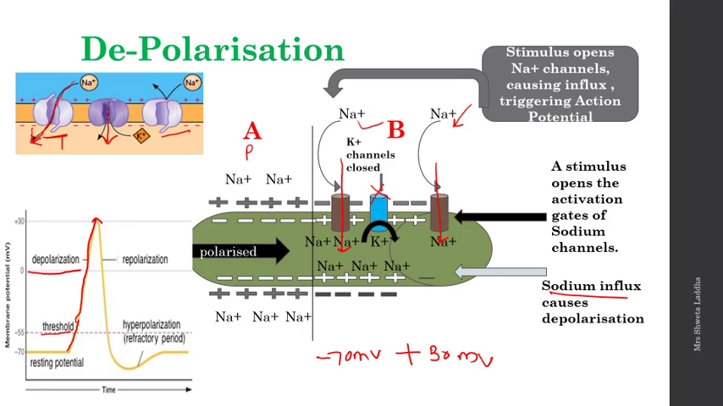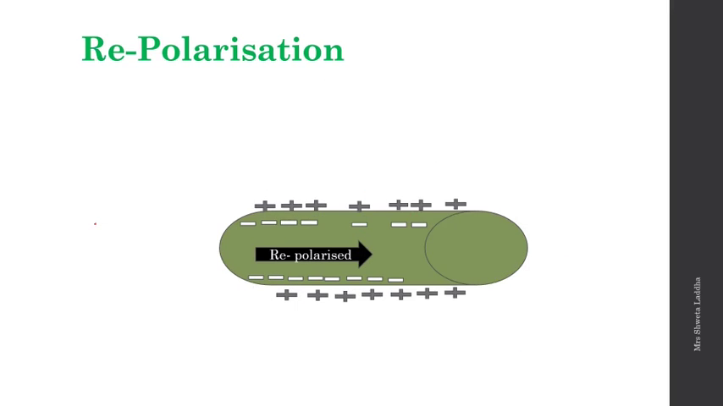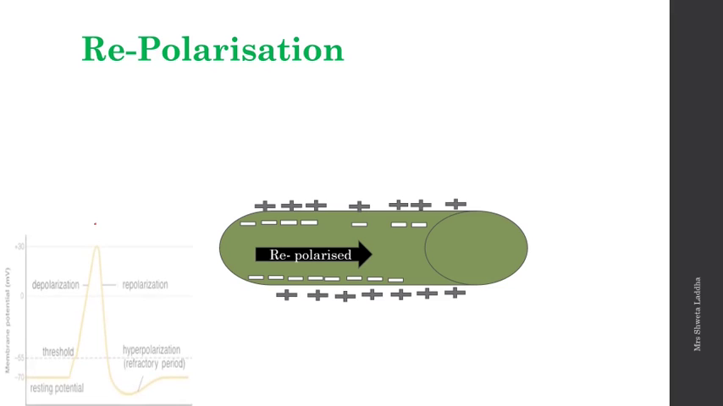And you can see that outside it has become negative now because of more chlorine ions outside, inside has become positive because of more sodium. This is called depolarization. And what is the potential difference now? It is plus 30 millivolts. But as soon as it reaches plus 30 millivolts, the process of repolarization begins.